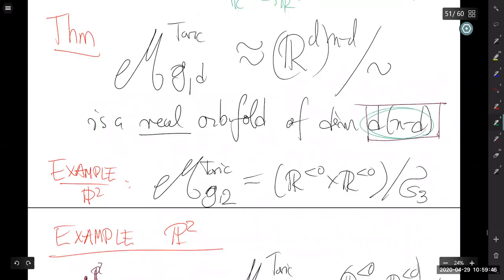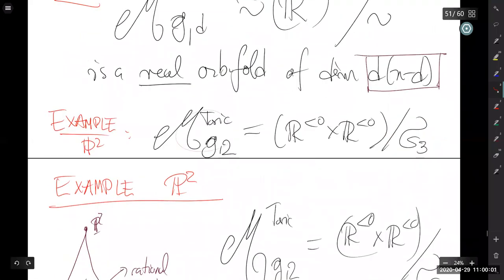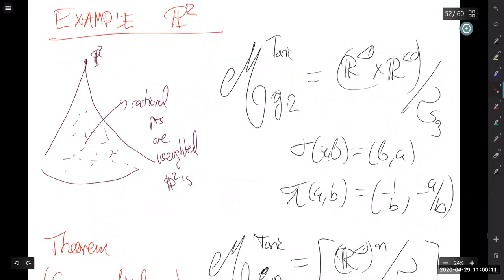So we have this, the dimension of the moduli space of quantum toric varieties of genus G and dimension D. For example, for this moduli space, we get this. Let me be more explicit. We get this, where the symmetric group on three letters acts by permutation of the coordinates, and then by this. And this is what the moduli space of P2s looks like.